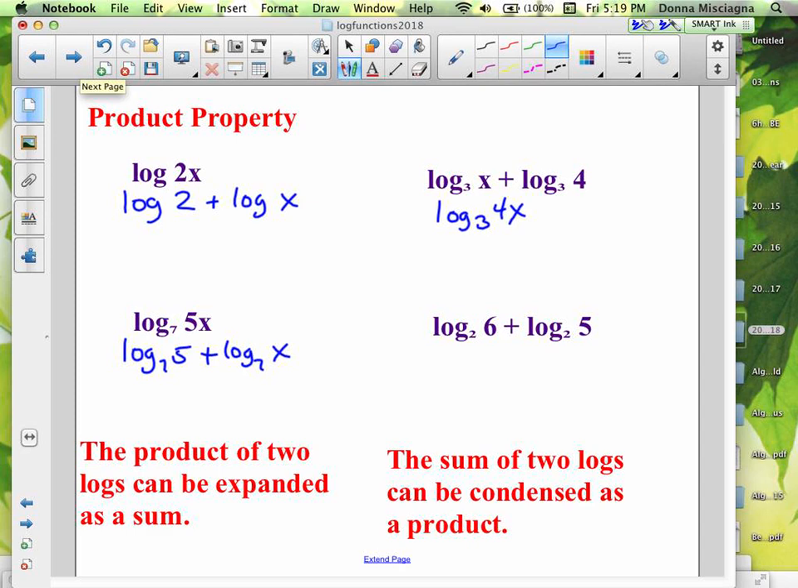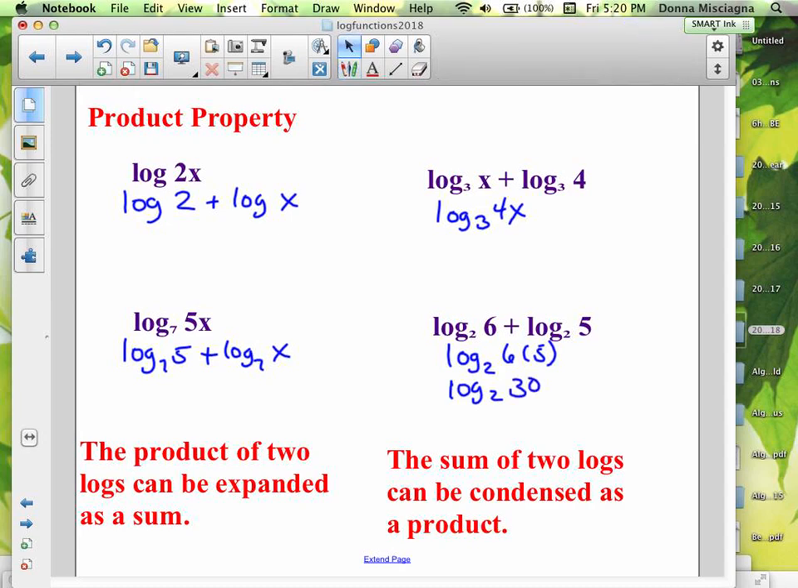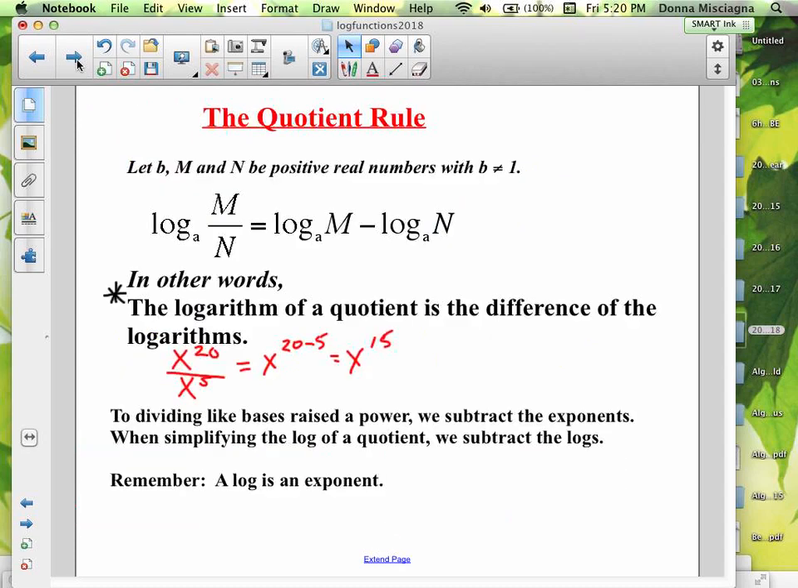Log base 2 of 6 plus log base 2 of 5 is the same as log base 2 of 6 times 5, which I could rewrite as log base 2 of 30. All right, so you can take the sum and condense it to a single log. You can take the log of a product and split it and make it the sum of each of the factors in that product. Super easy, the product property. Let's look at the next one, which is the quotient rule.